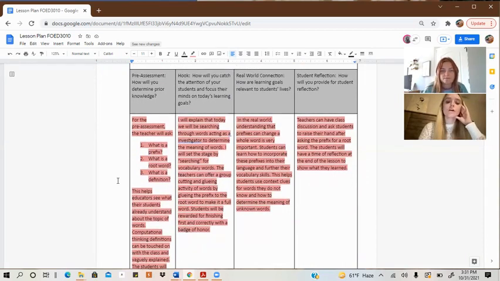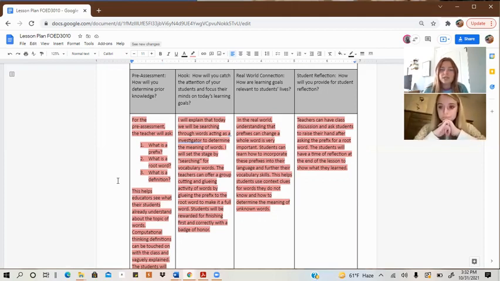For the hook of our lesson, which is how we will catch the attention of our students, we'll explain that we'll be searching through words, acting as investigators to determine the meaning of words. Teachers will set the stage by searching for vocabulary words, and they can offer a group cutting and gluing activity of words by gluing the prefix to the root words to make a full word. Then students will be rewarded for finishing first and correctly with a badge of honor.